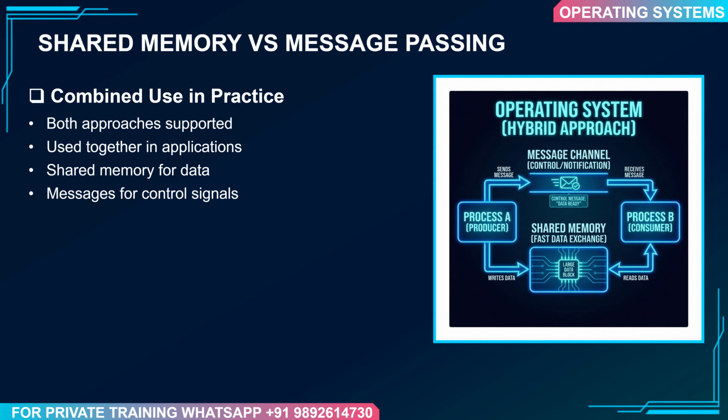Modern operating systems often support both approaches because they solve different problems. Even within the same application, developers might use shared memory for fast data exchange and message passing for control signals or notifications. For example, one process might place data in shared memory and then send a small message to another process saying that the data is ready.